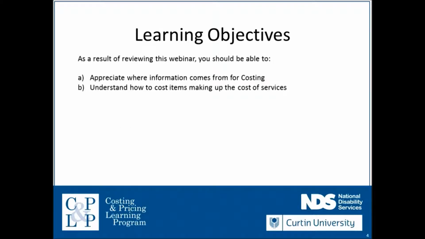Having said that, the learning objectives for this particular webinar really focused on making sure that people have an appreciation of where information comes from for costing, to understand how cost items make up the cost of services, and also to explore some of the constraints to costing, particularly in relation to the relevant range, and also to look at some specific cost items, what we would call the material cost items, such as personnel, transport and real estate costs associated with the provision of services. We'll look at all of these things as we work through this webinar.